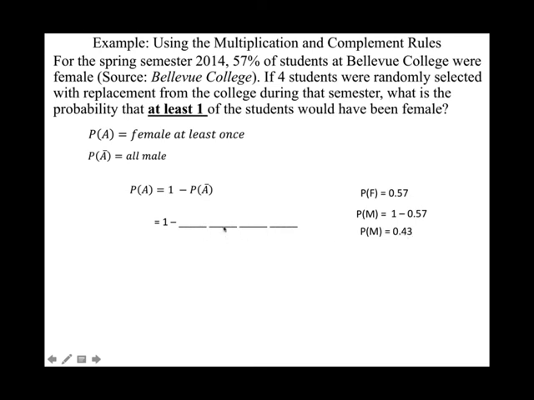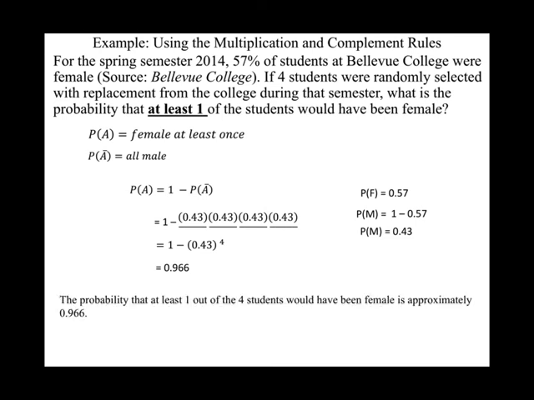Second one, what is the probability to get the male again? That will be the same number. One more time, this is the probability of the complement of A. It means I want to find the probability of all males for these 4 students. 1, 2, 3, 4. Use the calculator, you're gonna get 0.966. So the probability that at least 1 out of the 4 students would have been female is approximately 0.966. That's it for section 5.3.